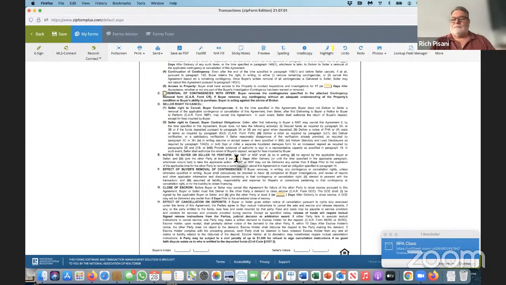Close of escrow. There is a date. So things happen. That date may move. Protect your clients, and when that date is moving, move that date through with the contract. Do an extension of time.